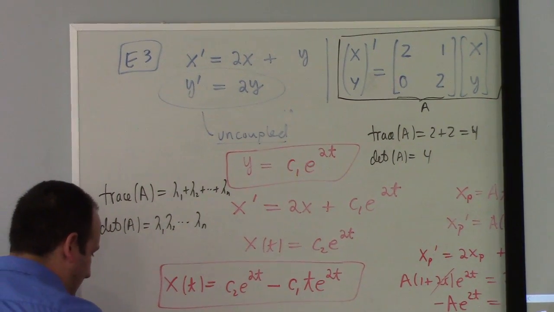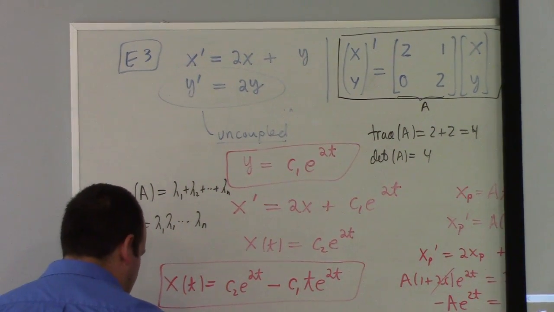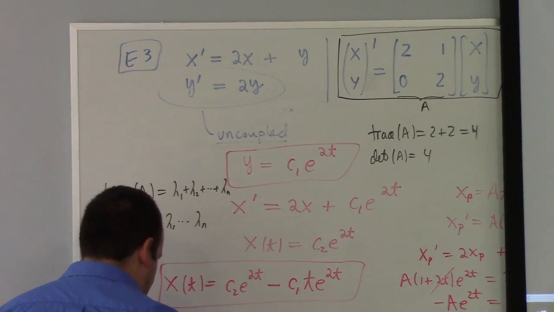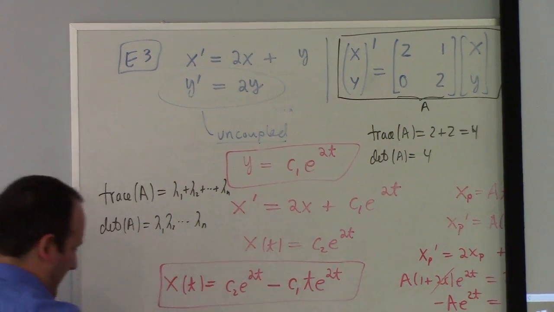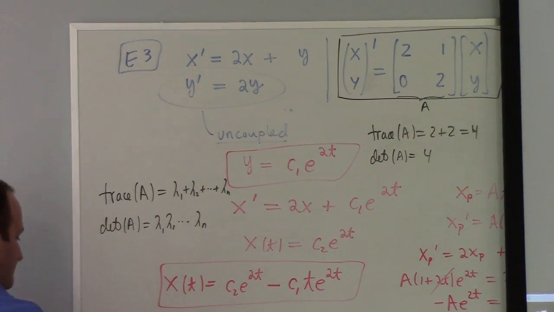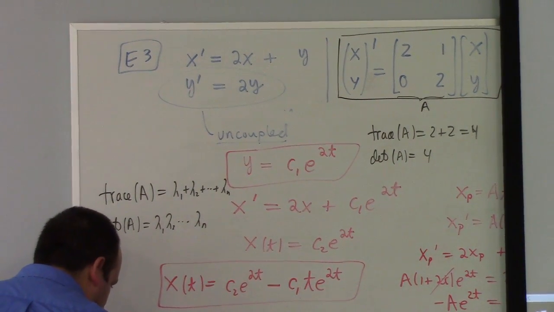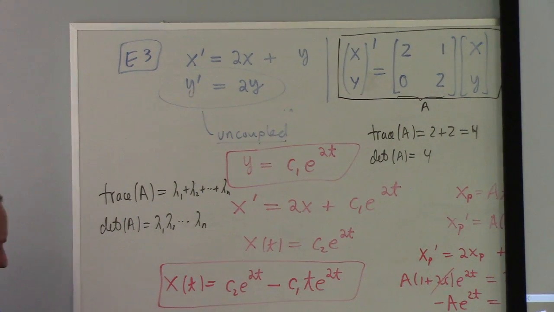1, 2, 1, 3. So this has trace of 4, and it has determinant of 1. All right, 3 minus 2. And if you look at those, 2 plus root 3 times 2 minus root 3, that product gives you 4 minus 3, which is 1. So the product of the eigenvalues is 1. And the trace, if you add these two together, you get 2 plus 2, so you also get 4. So you can check your calculation for 2 by 2 systems pretty nicely with this, right?